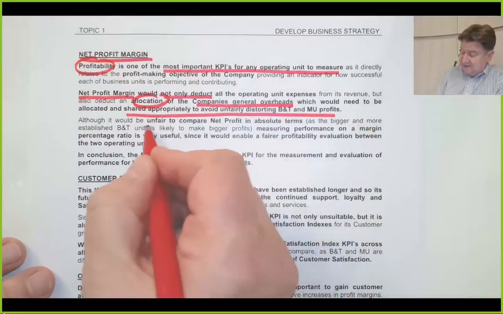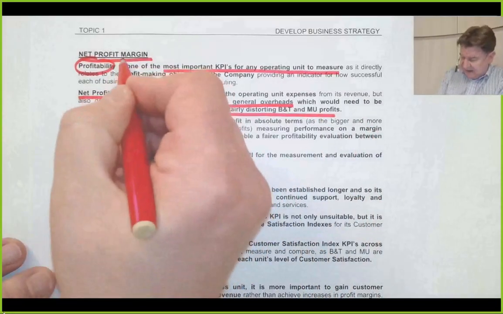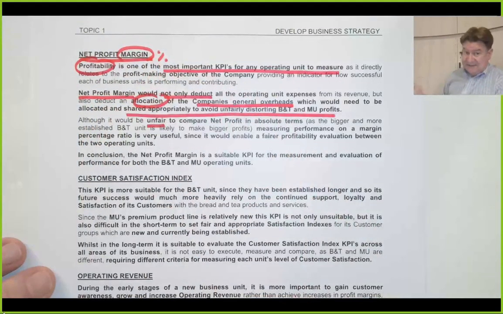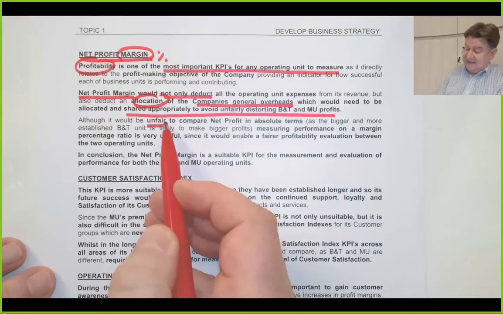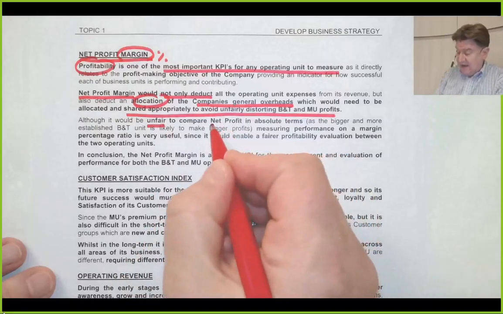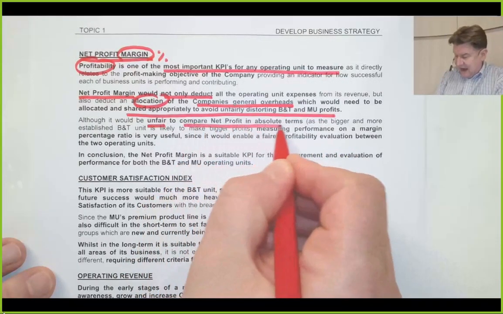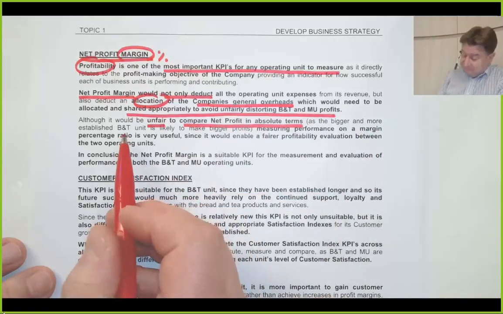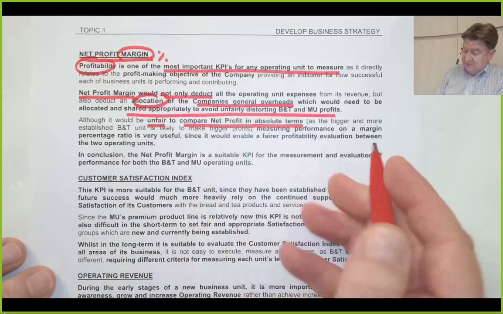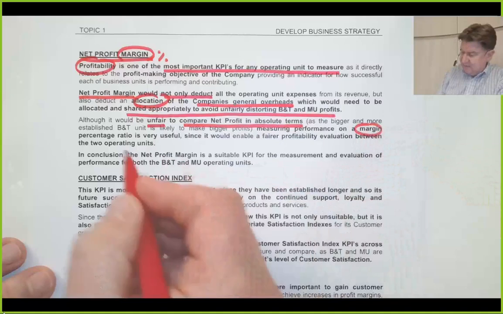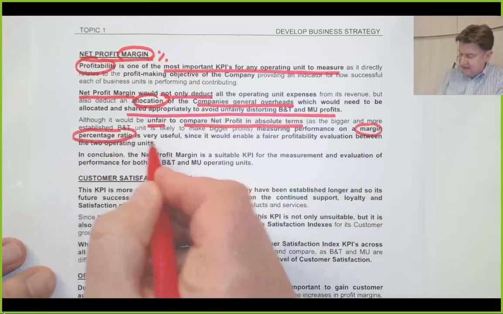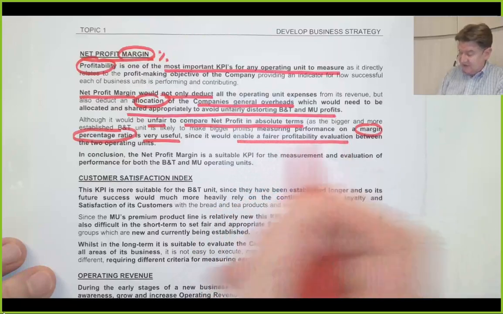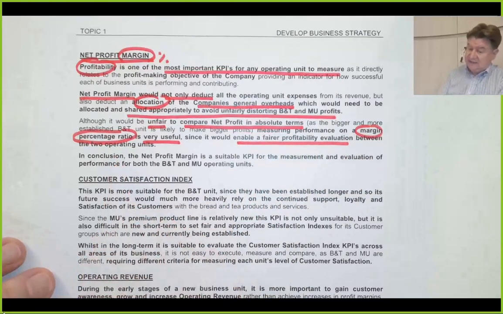And also here it's a margin. Let's come back to that, because that's also quite good. A margin is a percentage. Let's say something like this: it would be unfair to compare net profit in absolute terms, as the bigger and more established bread and tea unit will make bigger profits. So what's good is that measuring a margin percentage ratio is very useful, because it should enable a fairer evaluation between the 2 operating units.